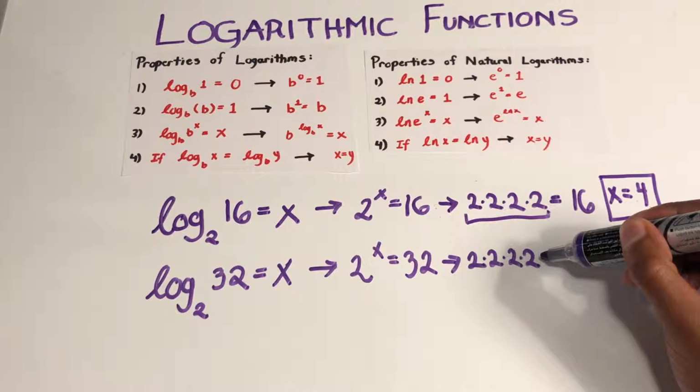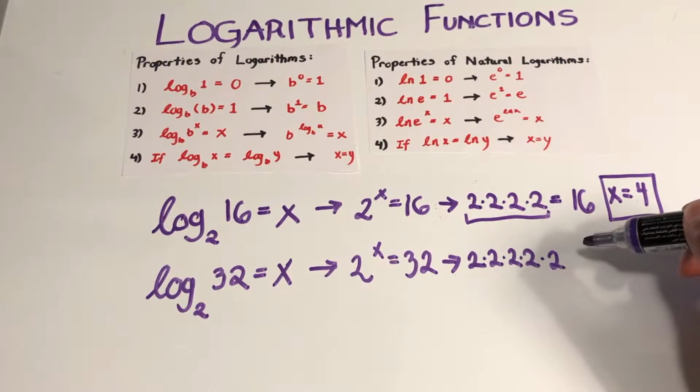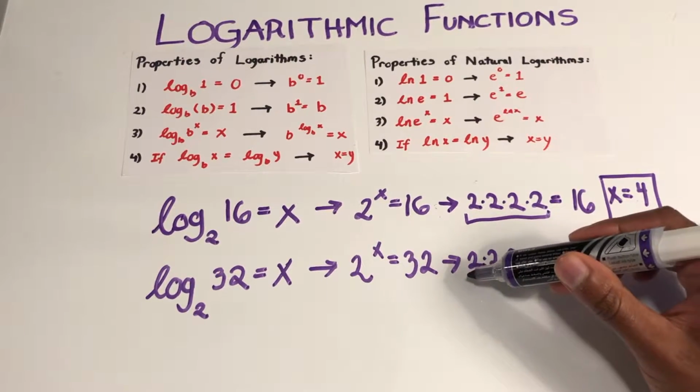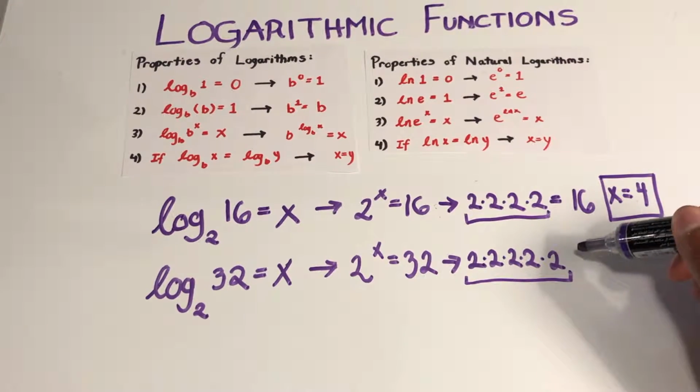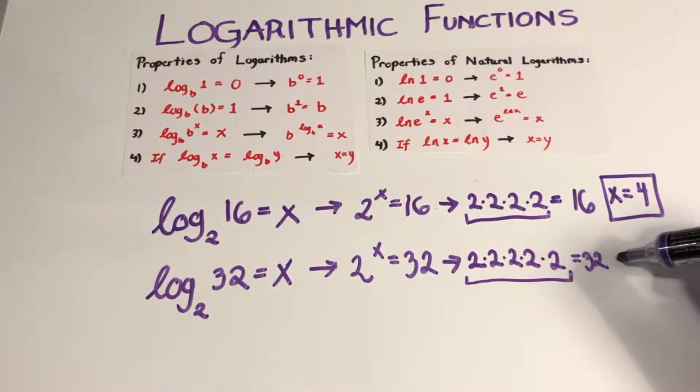Now, if we multiply 16 again by 2, we're going to end up with 5 2's. This means that x this time is equal to 5.